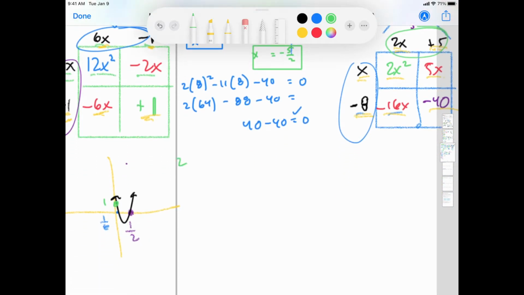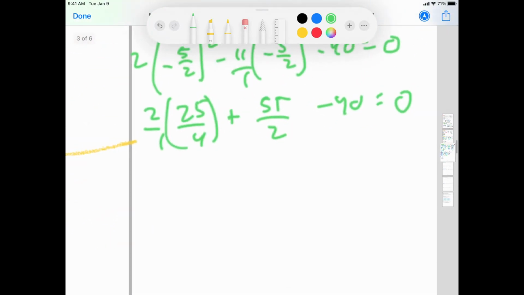All right, 2 times negative 5 halves squared minus 11 times negative 5 halves minus 40. Negative 5 halves squared is negative 5 halves times negative 5 halves. Negative times negative is positive. 5 times 5 is 25 over 4. Negative times negative is a positive. That would be 55 over 2. So multiply across here. So that would be 50 over 4. I need an equivalent fraction here. So this will give me 110 over 4.